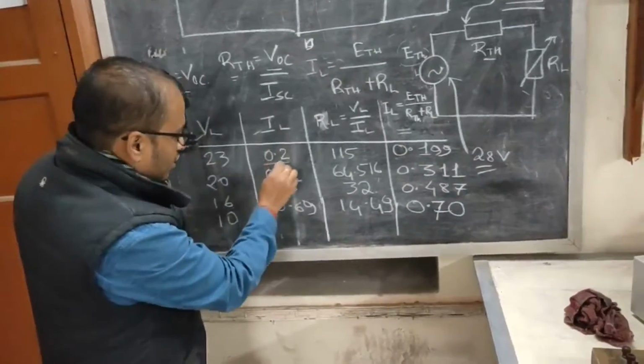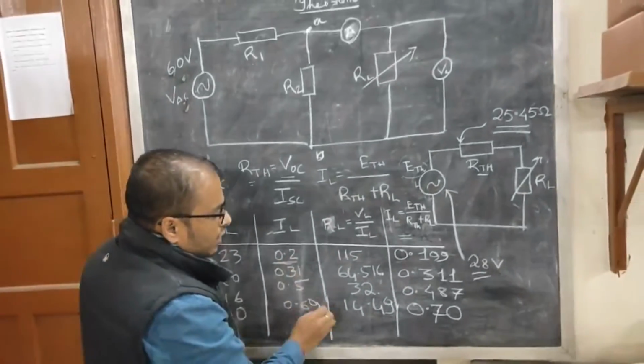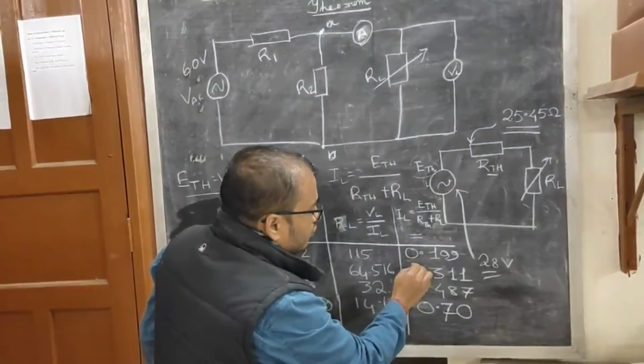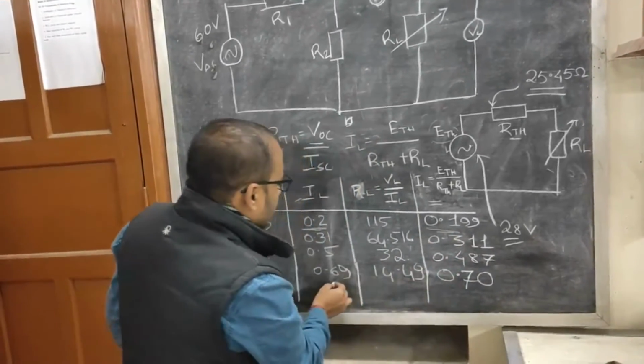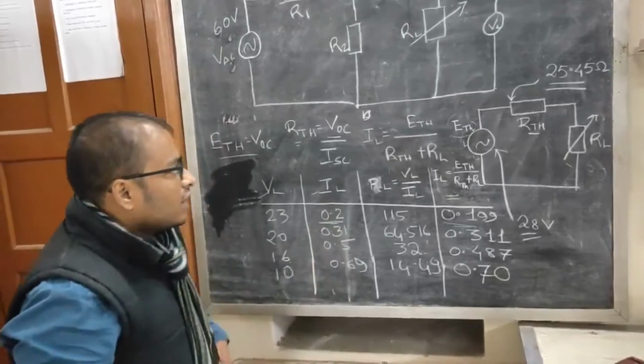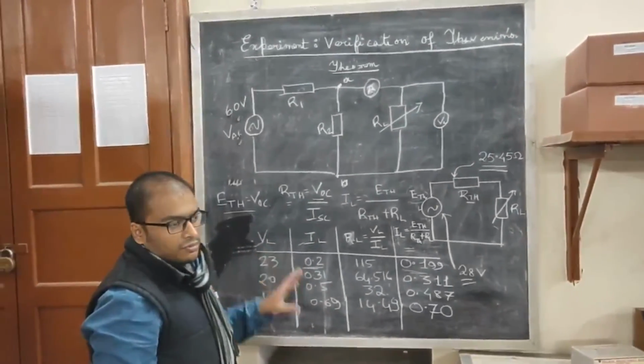As you can see here, in all these cases, the measured current is 0.2 ampere. The Thevenin current found from Thevenin's theorem is 0.199 ampere. Similarly, all the currents tabulated match with the measured value of the current. From this, we have verified Thevenin's theorem by performing the experiment.